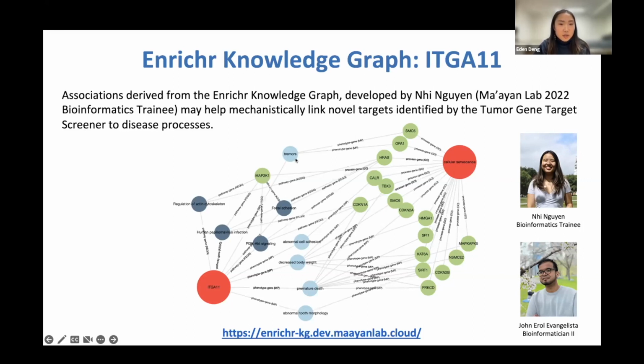So for instance, shown here is ITGA11, which was one of the novel drug target candidates identified for senescent cell removal. And from the knowledge graph, we can see that there might be some relation with the PI3K-AKT signaling pathway, which we know is a well-known driver of cellular senescence.